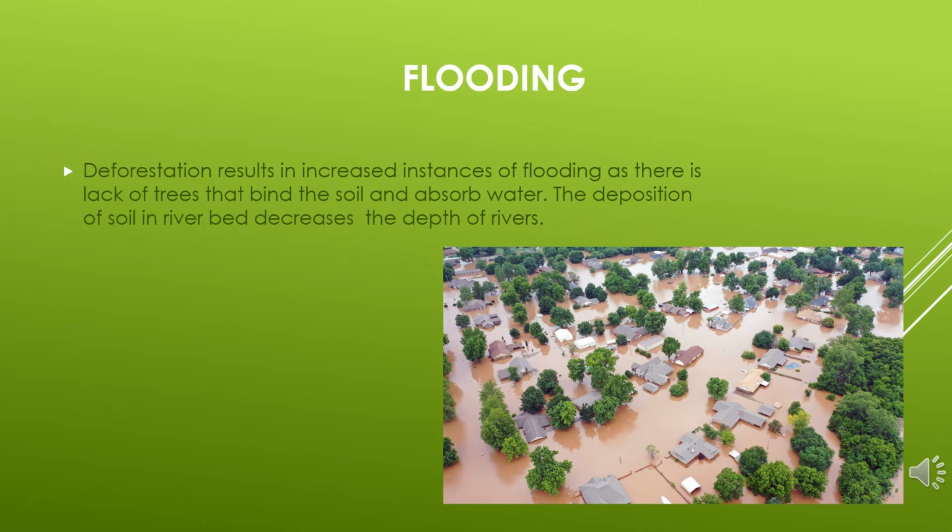Flooding. Deforestation results in increased instances of flooding as there is a lack of trees that bind the soil and absorb water. You know that if there are trees, the roots of the trees will hold the soil particles very strongly and prevent soil erosion. So what happens if the trees are cut? The soil will get eroded and reach the nearby lakes and ponds. So the depth of the lakes and ponds will decrease.